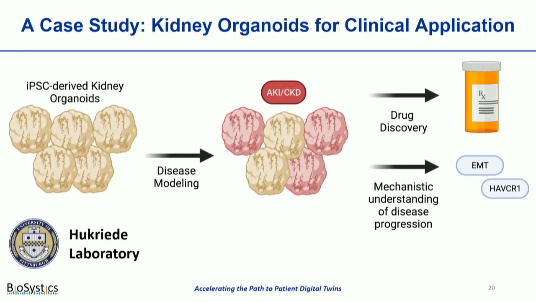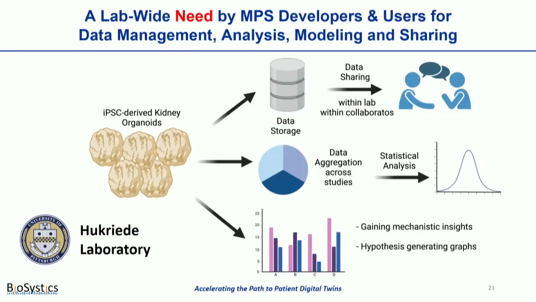So this is what our group, Dr. Neil Huckread's group, does. We work with iPSC-derived human kidney organoids, and we have a couple of different mechanisms for injuring these kidney organoids to understand acute kidney injury and chronic kidney disease and the progression between these two. And we use them for 2 different focuses, being a drug discovery focus and also trying to gain mechanistic understanding of the disease progressions.